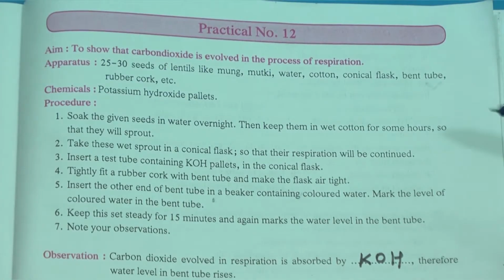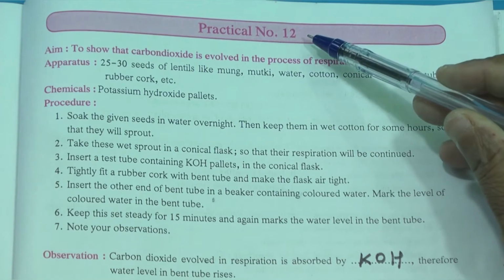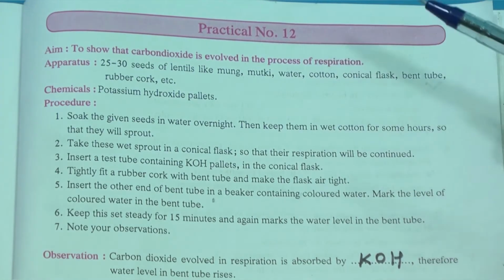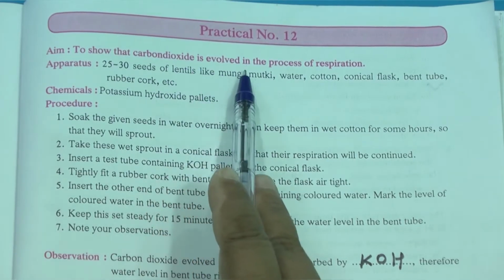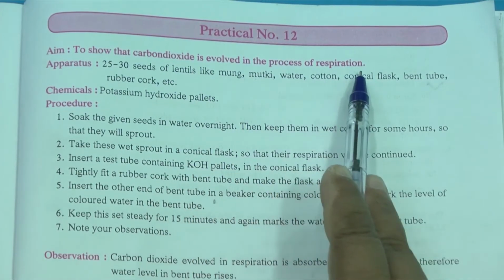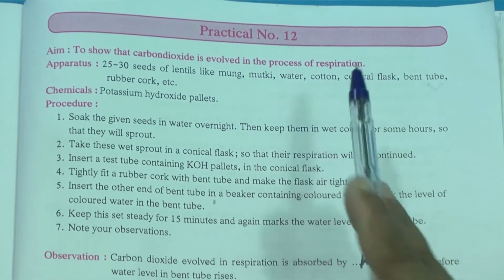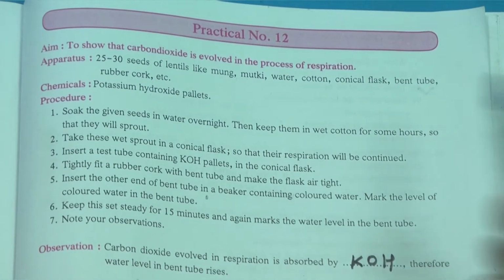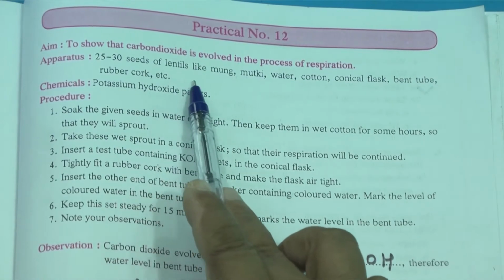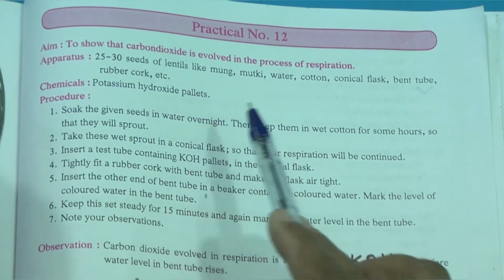Children, today we will be learning Practical 12, in which we need to show that carbon dioxide is evolved in the process of respiration. For that, we will require 25 to 30 seeds of lentils like moong or matki.